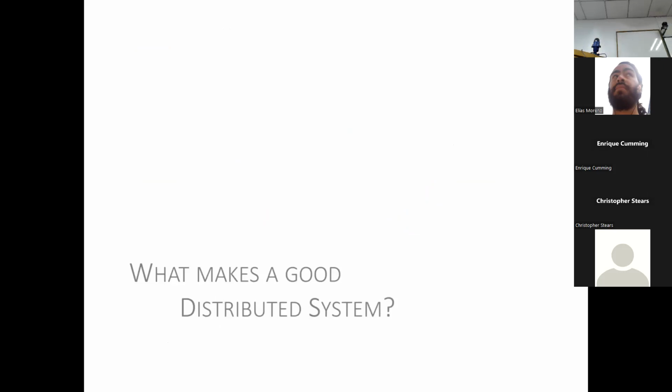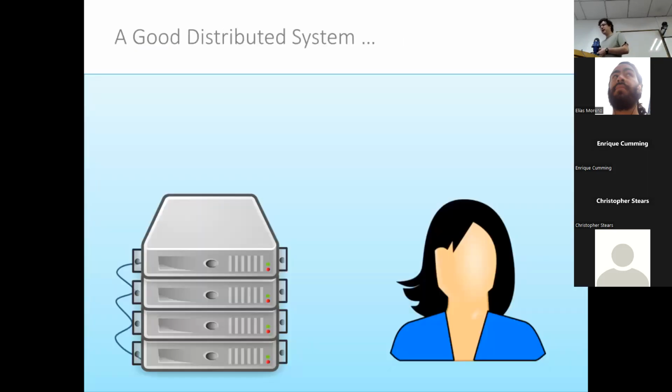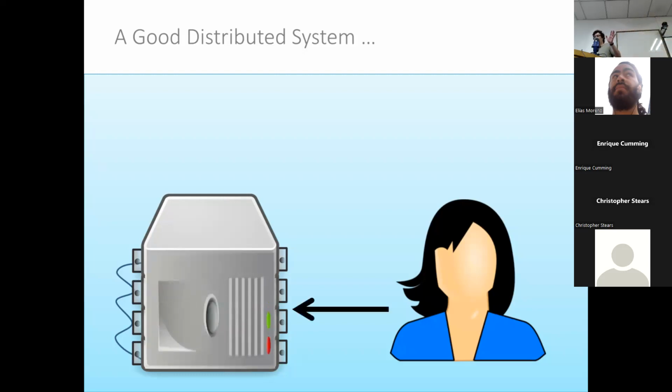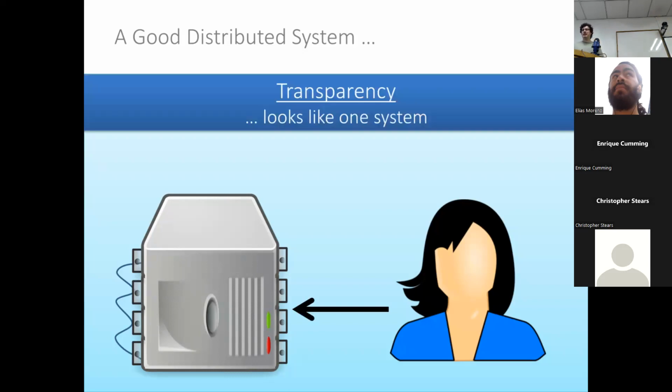So next we're going to talk about what makes a good distributed system. Because we have all of these machines and network and all of these complications, a good distributed system should provide a level of abstraction for us. Rather than the client having to know which machine is doing a particular task or stores a particular piece of data, the distributed system should appear abstractly as if it were 1 system. Yeah. So this is called transparency.